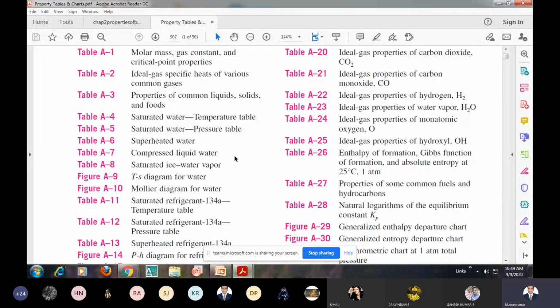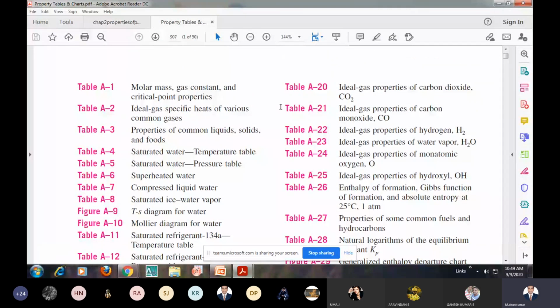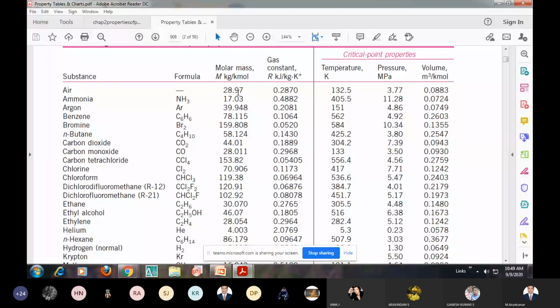Yes, we have to find the properties of air. So, yeah, the molar mass will be 28.97.